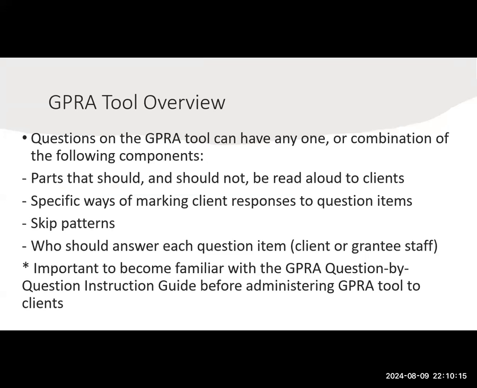Let's begin by discussing the different components of the GPRA tool for you to be aware of. These are components that can apply to one or more questions throughout all 8 sections of the GPRA tool. Many questions of the GPRA tool have multiple different components to them, such as parts that you should or shouldn't read out loud to clients, how you should mark client responses to questions, whether or not you should skip any questions depending on how clients have responded to past questions, and whether the questions listed should be answered by clients or by grantee staff. In this video, we'll describe what each of these components mean and give examples of them.